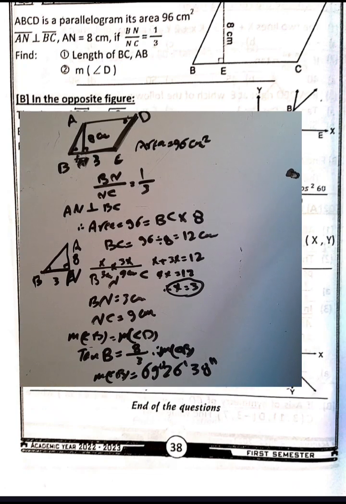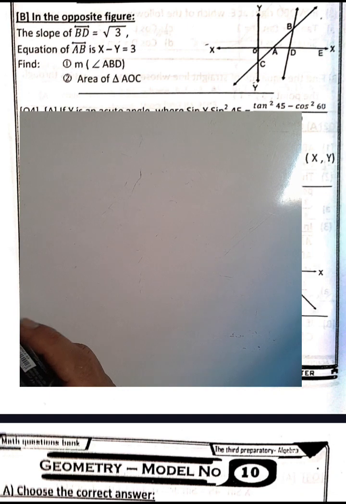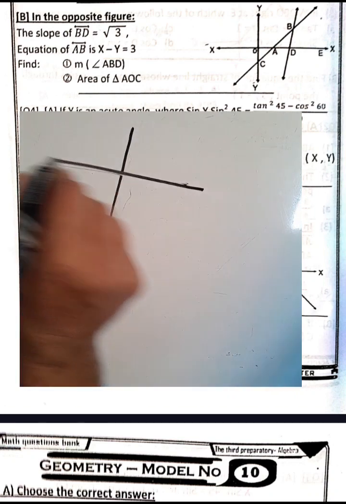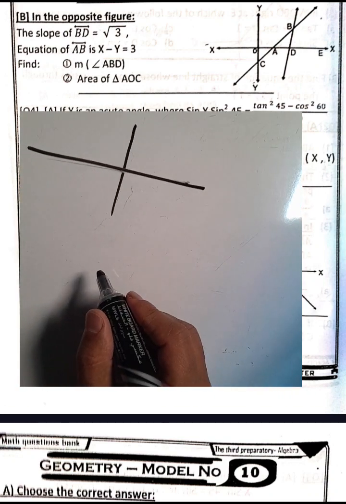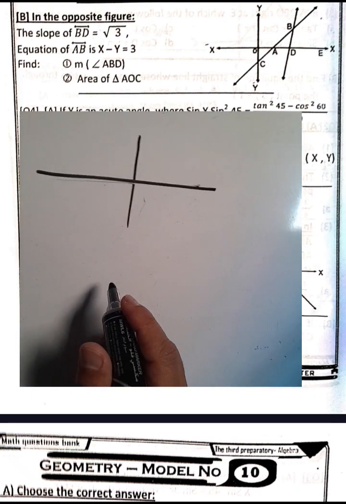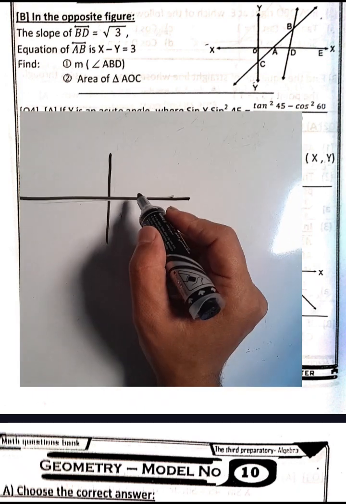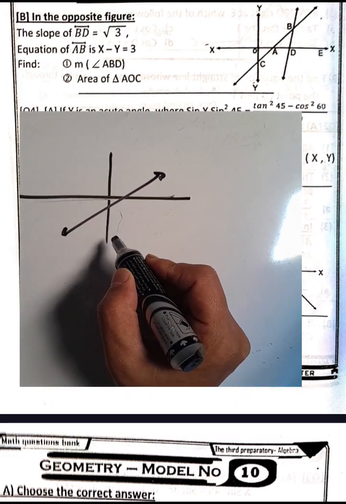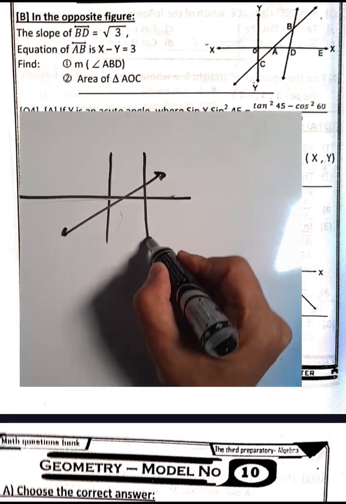Okay, now we will solve the next question. Look at with me at the question here, letter B. We have in the graph here two straight lines. The first straight line, and the second straight line here.